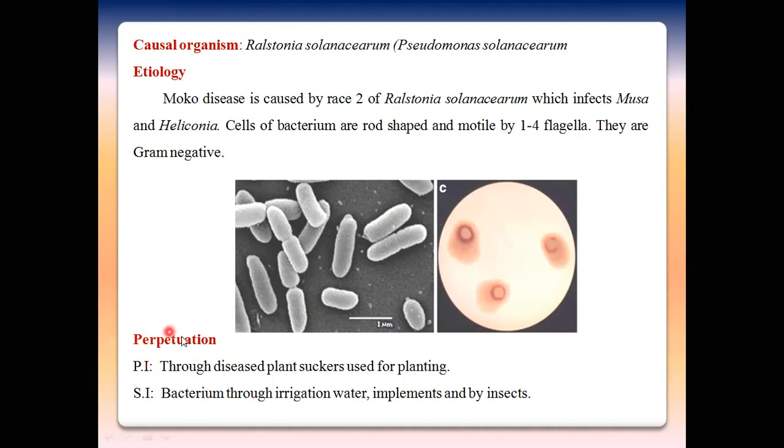Then we go to perpetuation. Primary infection takes place through diseased plant suckers used for planting. The secondary source of infection is bacterial ooze mixed with irrigation water, or sticking on the surface of implements, or bacterial substances carried by insects. In this way, bacteria can move from infected plants to healthy plants, and the healthy plant may be infected.